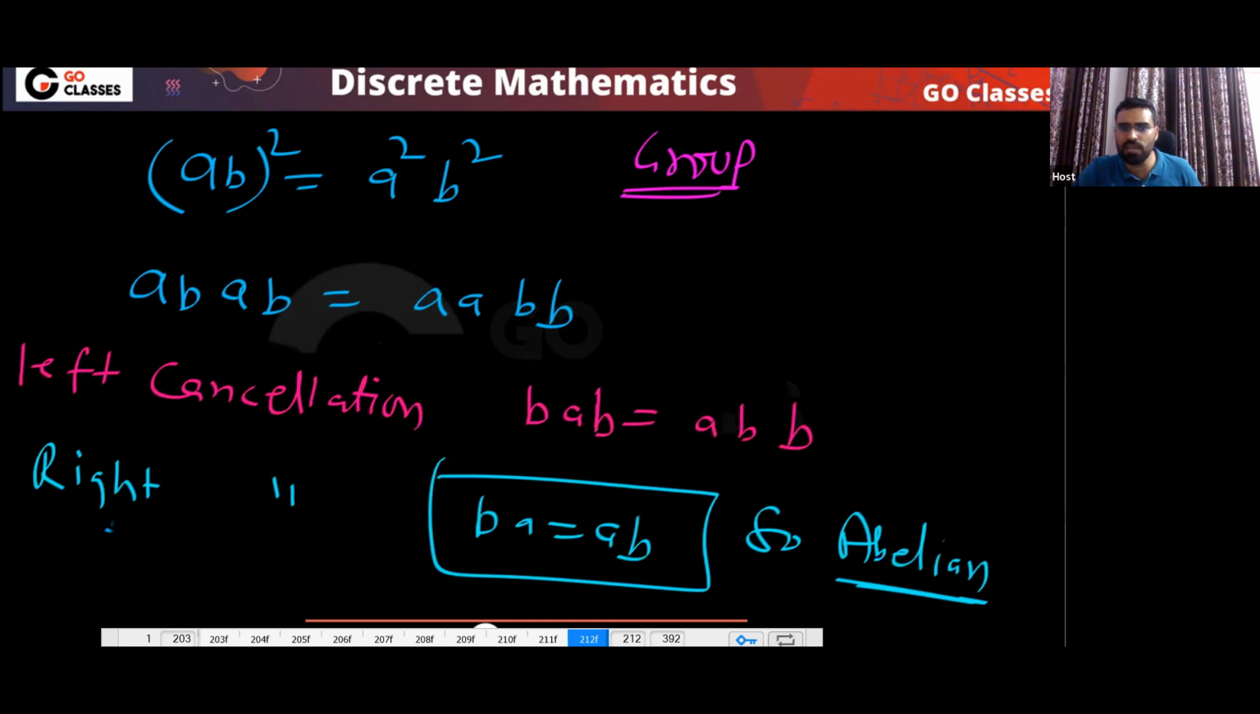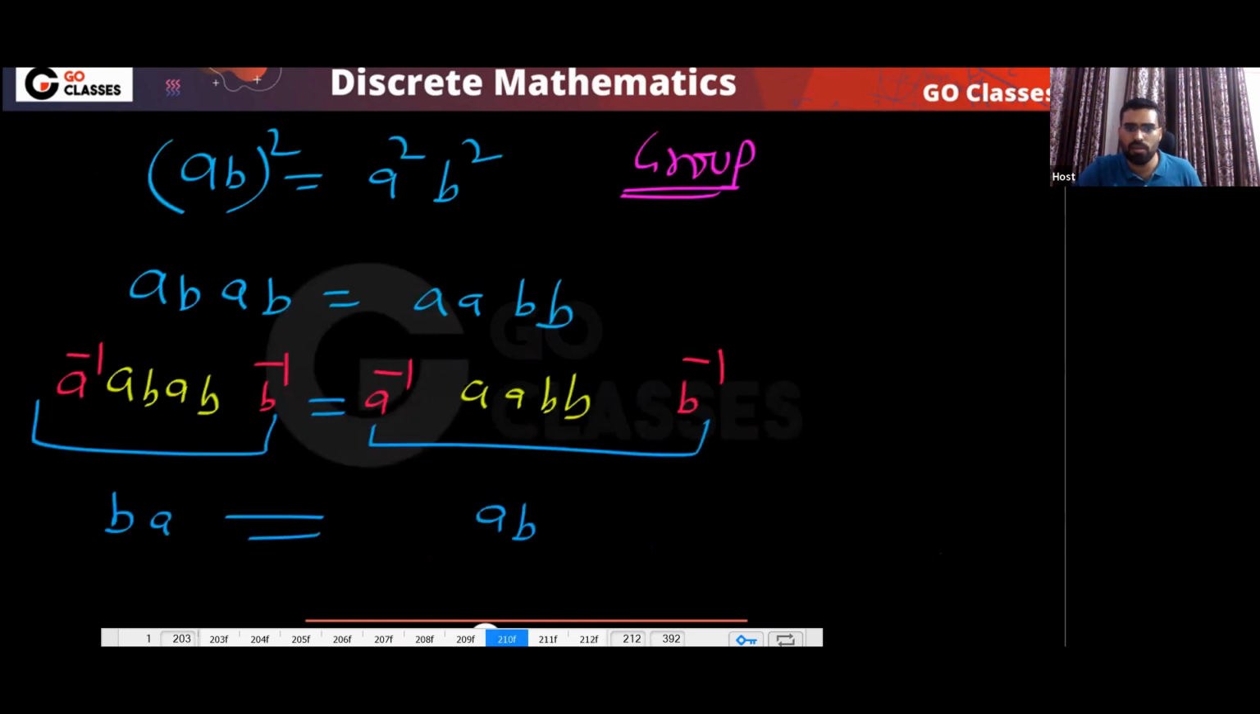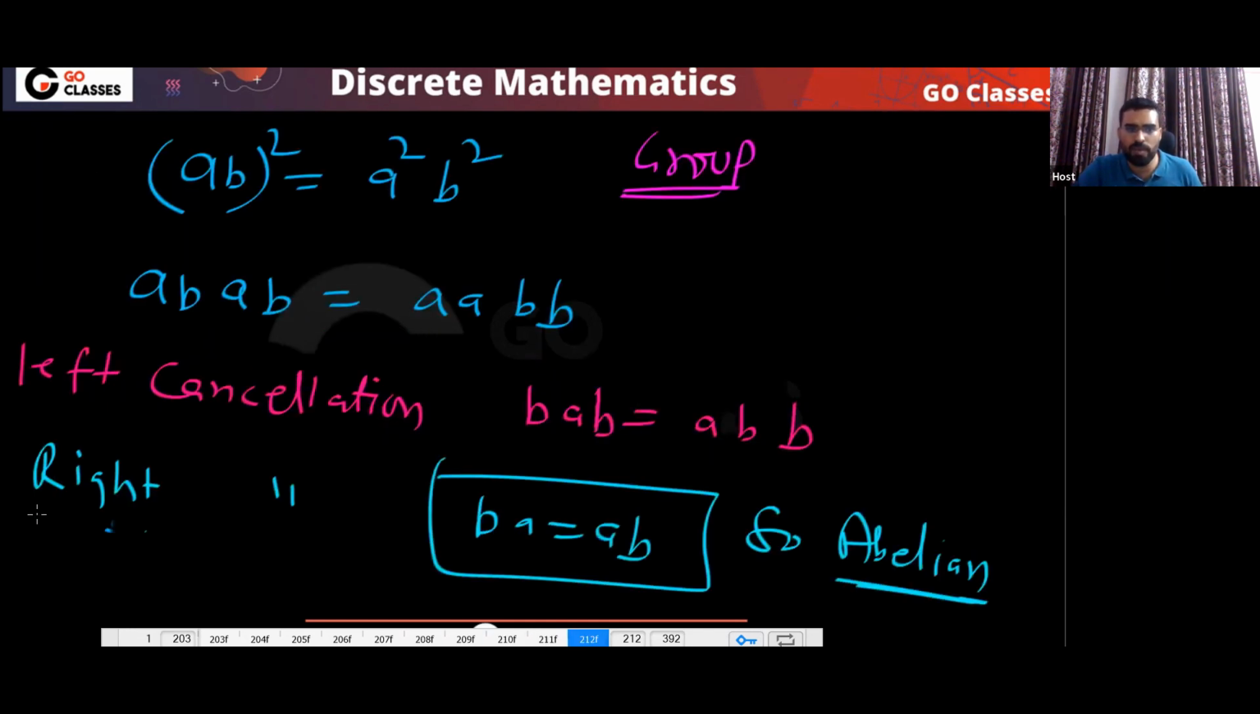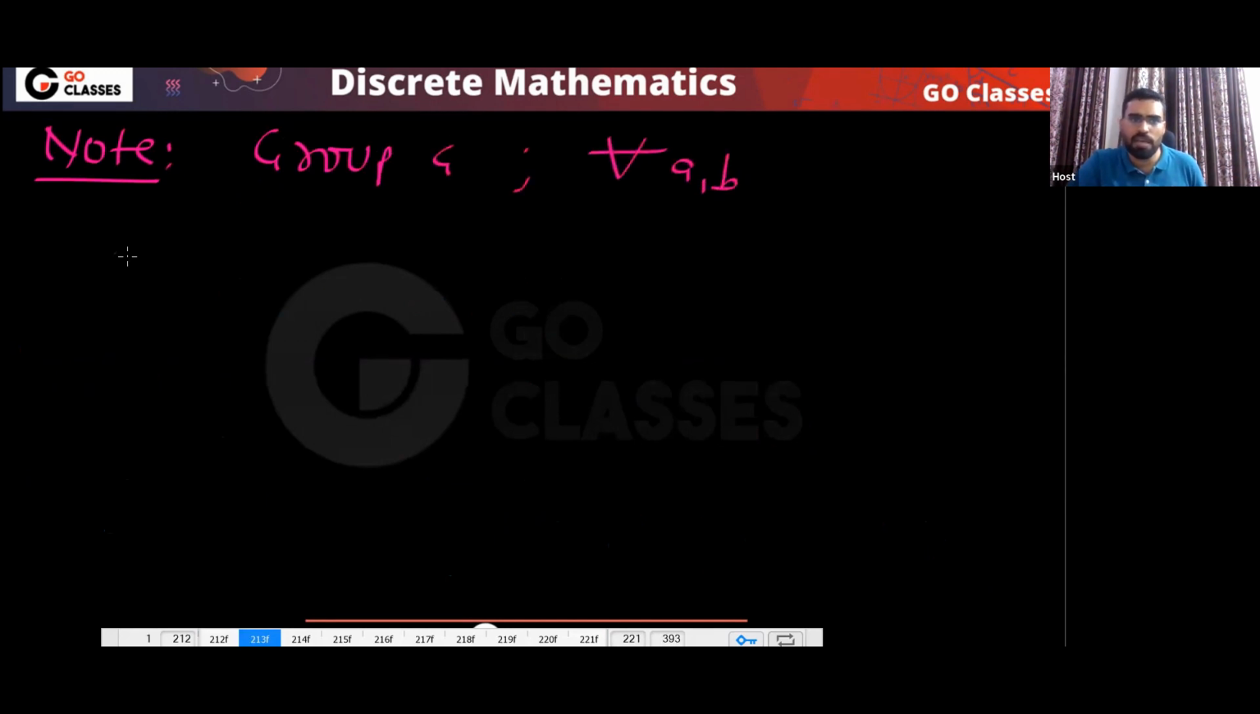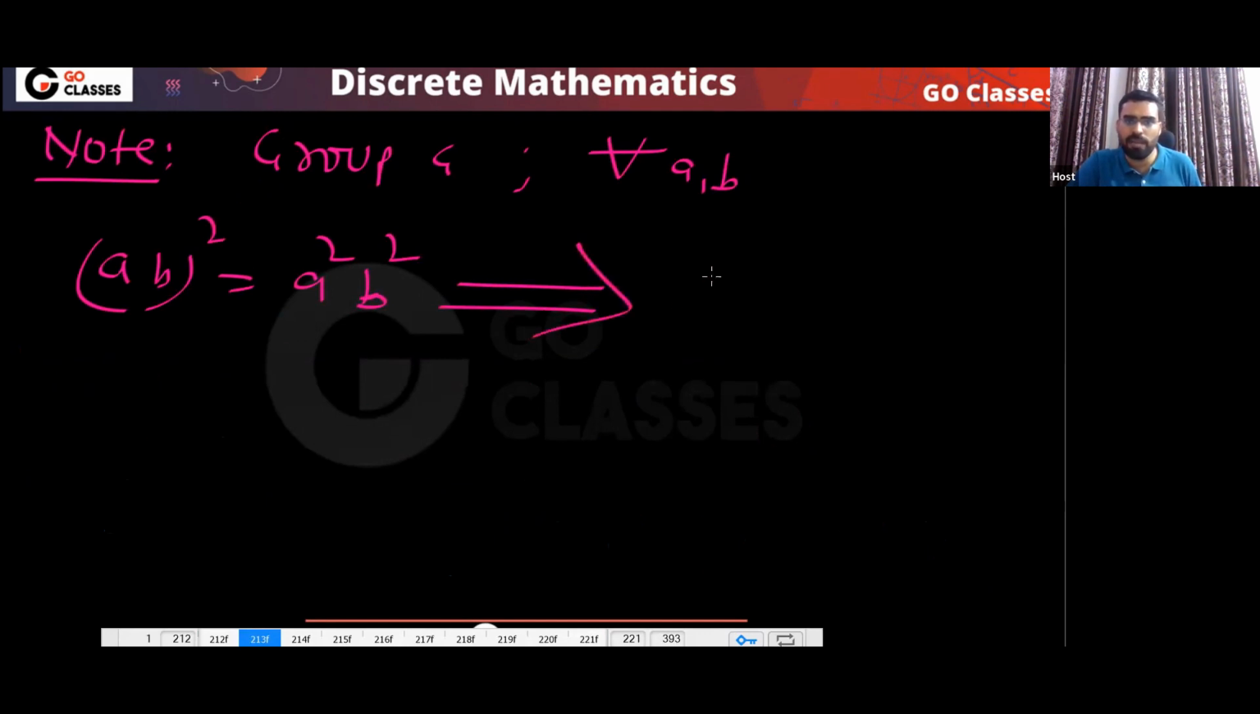This is another definition of abelian. What does it mean? It means that a group is abelian if and only if... So, you can notice one thing. If you have a group G, and for all A, B, if AB whole square equals A square B square, then what does it imply? It implies abelian.